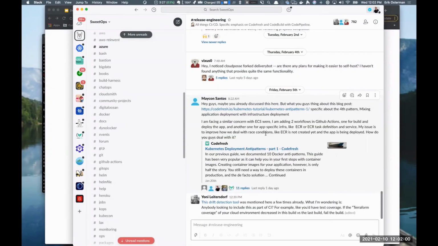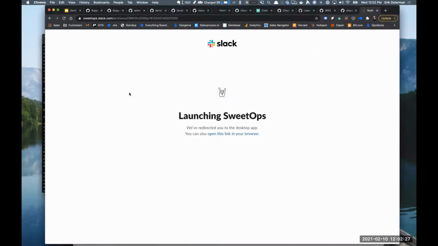Application deployment with infrastructure deployment. And he's facing a similar concern with ECS, where adding two workflows, one in GitHub Actions for building and deploying the app, and the other for app-specific infrastructure like ECR, ECS task definitions, and so forth. And my issue is how do we improve this to deal with the various race conditions as such. So yeah, let me talk about this.